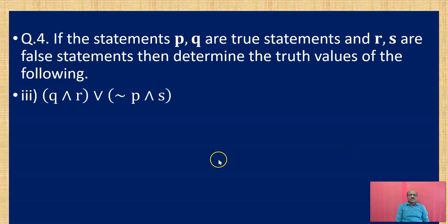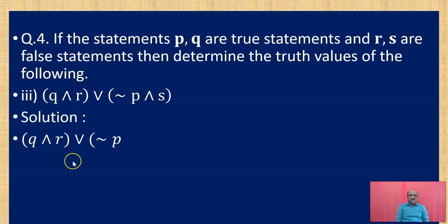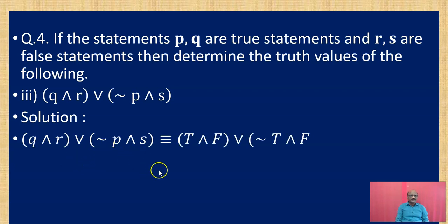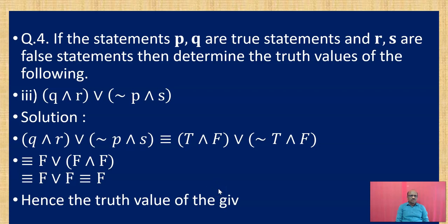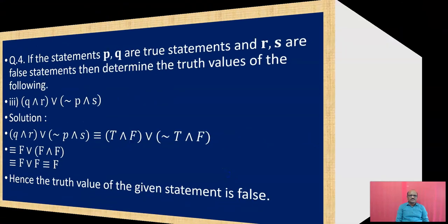Third one, (Q and R) or (negation of P and S). Substitute the values. Q means T, R means F. T and F is F. Or negation of T means F. F and F is F. So F or (F and F is F), F or F is F. Hence, the truth value of the given statement is false.